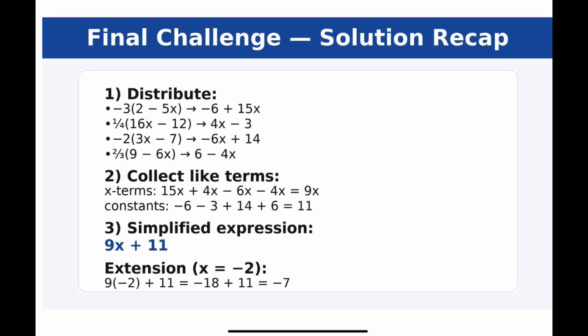So here's a quick solution recap of the question we just did, and it's a bit clearer on here. So first of all, you expand all the different brackets, then you collect the like terms, so you'd get 9x plus 11, or 11 plus 9x, it doesn't matter which way you write it. And then you would substitute the negative 2 to where x is, so it becomes 9 brackets negative 2 plus 11, and you work out what that is, and then you'd get the answer to be negative 7. So that is how you do the final challenge.